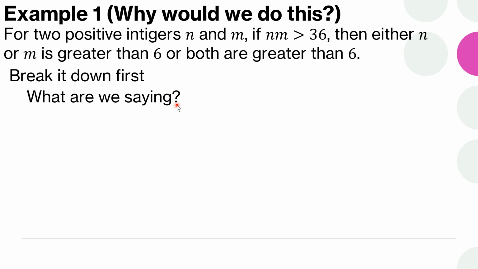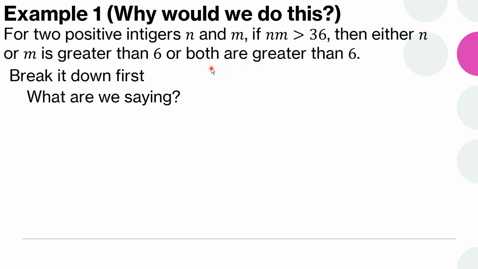All right, so why would we need this? For two positive integers, n and m, this is a little bit more of a detailed example, but you'll see what we are dealing with in a second. For two positive integers n and m, if nm is strictly larger than 36, then either n or m is greater than 6, or both are greater than 6.